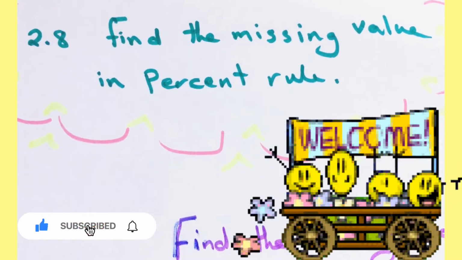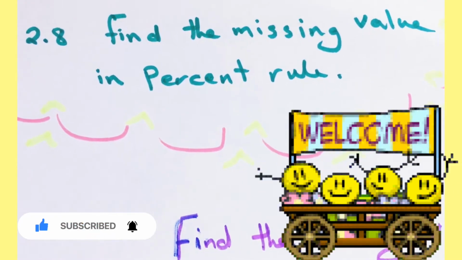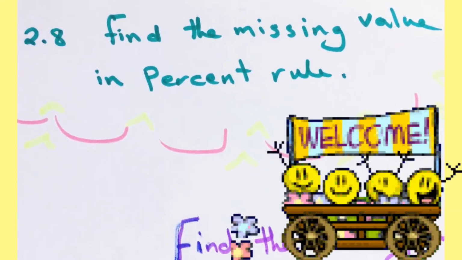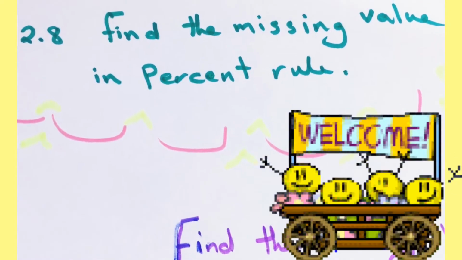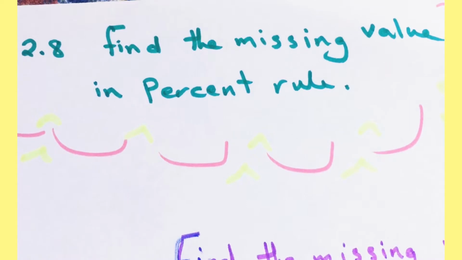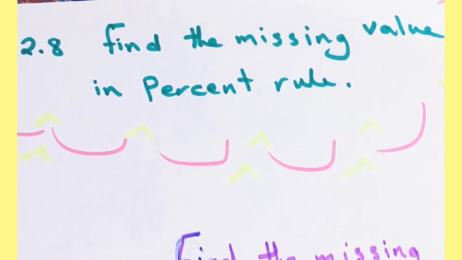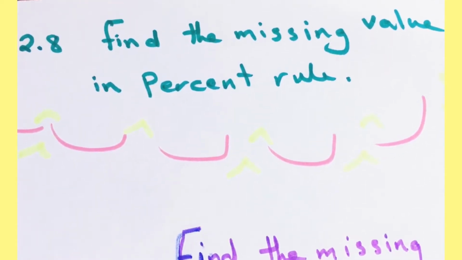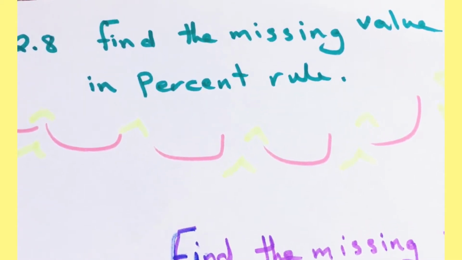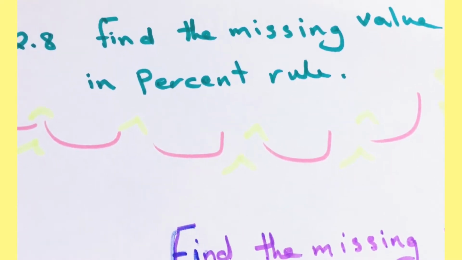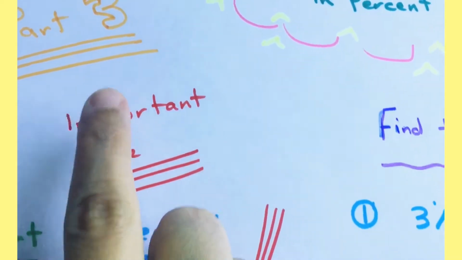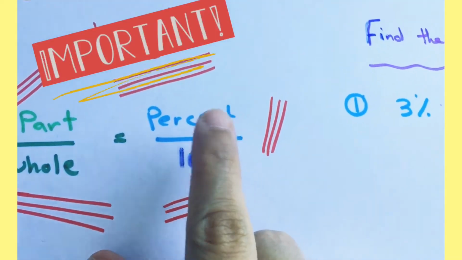In this lesson we will complete 2.8 part 3 of find the missing value in percent rule. So it's part 3 of the percent lesson. Today we are going to take a rule that will help us to solve and find the percent of a number, or if we have another part or a whole. Let's start with the rule and we will know more about it.